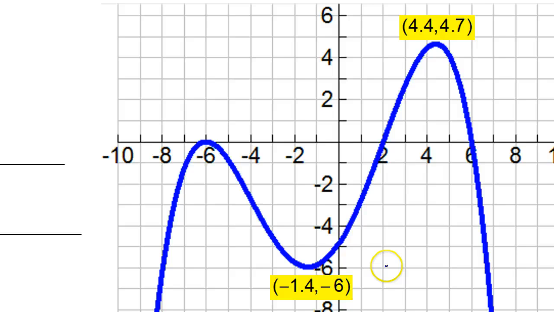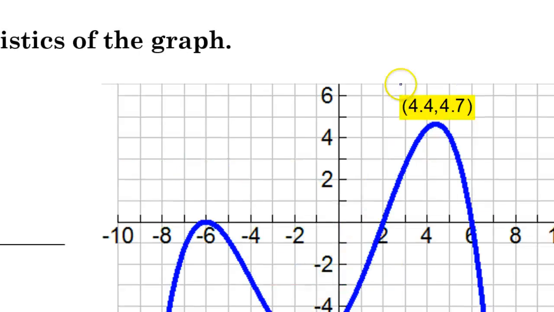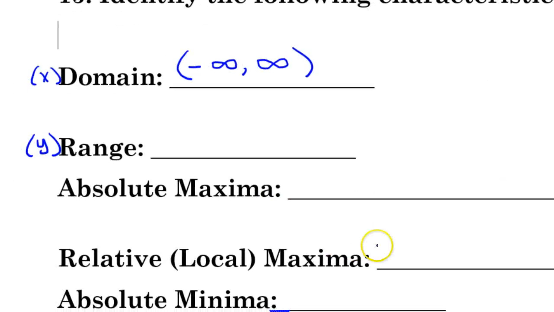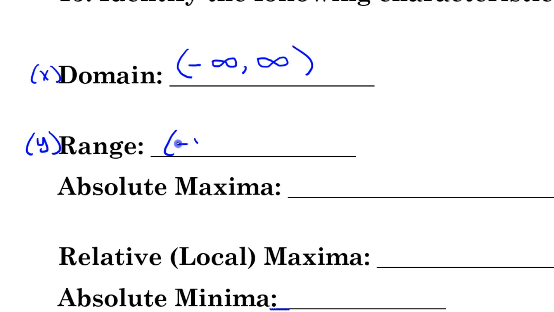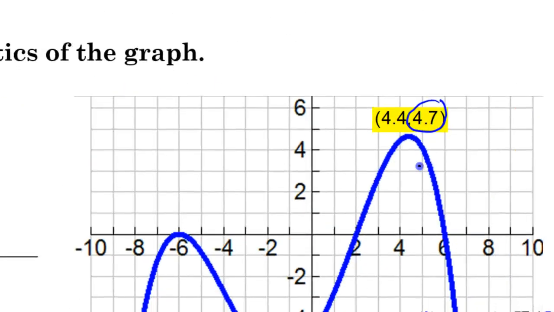Now how high does it go? It doesn't go up forever. It goes as high as this y value right here. This is the y value. So it goes up to 4.7. So the range is from negative infinity to 4.7. Okay, and I will use a square bracket to include the 4.7. Alright, this graph touches 4.7.